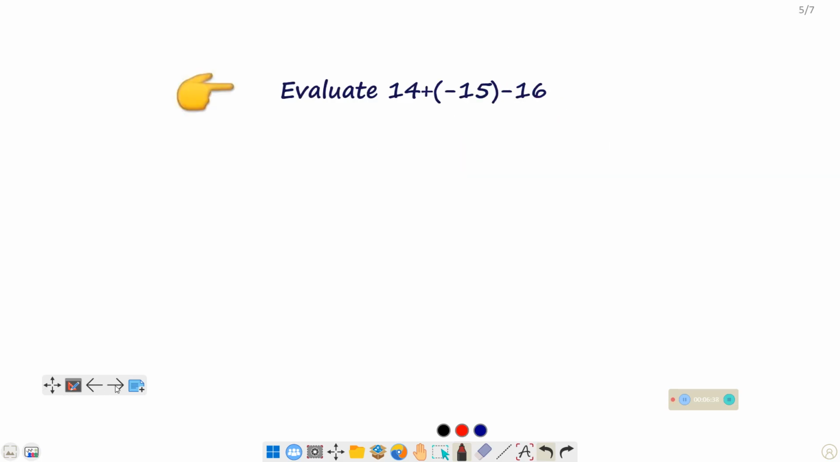Now let's solve a problem. 14 plus negative 15 minus 16. So this will be 14, then a negative and positive. When there are opposite signs, it will be a subtraction, that is negative 15, and since the 16 is only negative, we'll keep it as it is. So let's solve the first two numbers first from the expression. 14 minus 15. Since it's a subtraction, 14 minus 15 is negative 1.